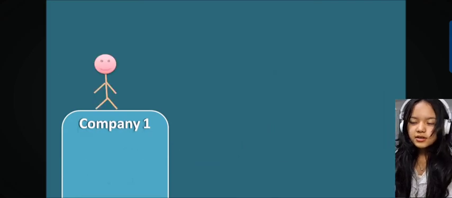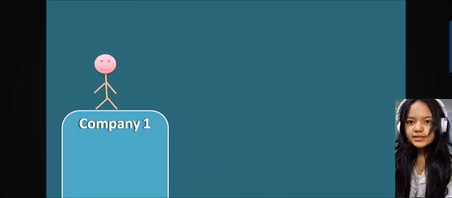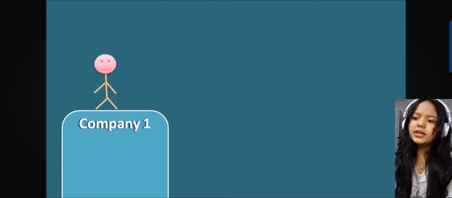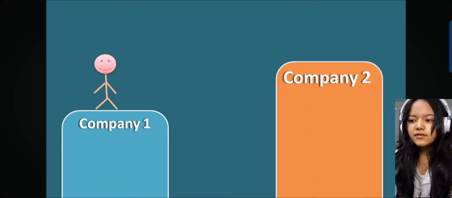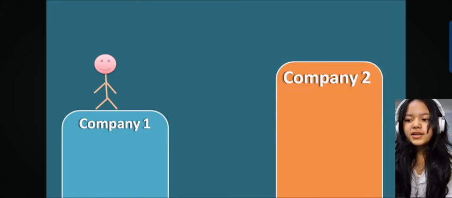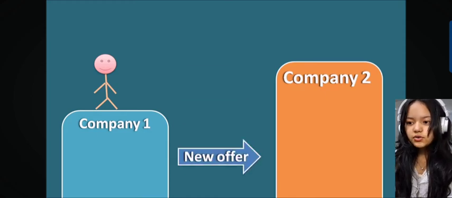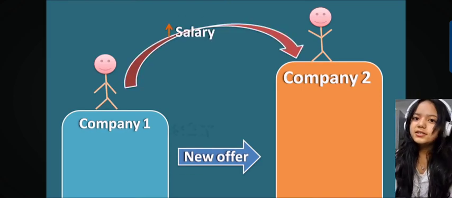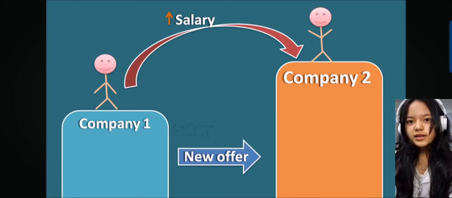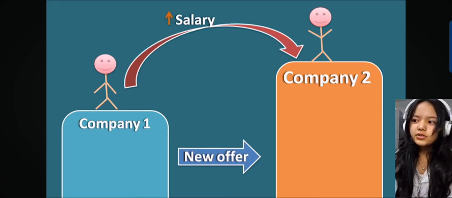Suppose a person is working in company 1, and unless there is a new offer, that person goes on working in the same company. And at one time, suppose a new company is established, which is a big company compared to company 1, and they have given an offer to the person. Now the person can jump into company 2. So in order for the person to shift from company 1 to company 2, there should be some advantage. Suppose either the salary is increased or the designation is increased, there is a chance of the person shifting from company 1 to company 2.